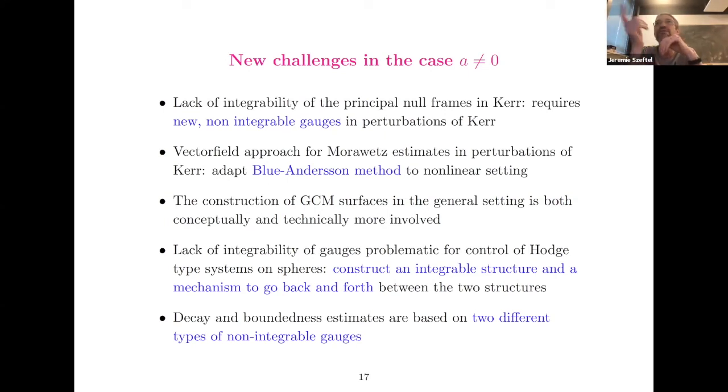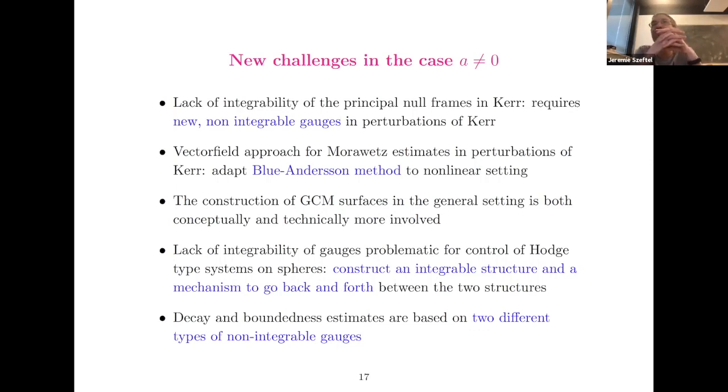It's due to the fact that things start rotating. The null directions, due to the rotation of the black hole, these directions are non-integrable. And that forces you to really drastically change the approach that is standardly used.